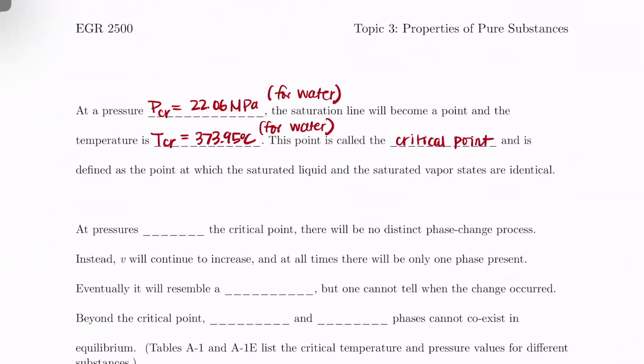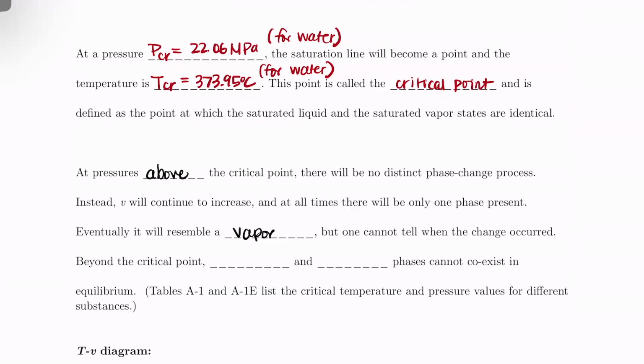At pressures that are above the critical point, there's no distinct phase change process. So instead what happens is our specific volume is going to continue to increase, and at all times there will only be one phase present. So it's either one or the other. There's none of this mixture business going on. Okay. Eventually, it will resemble a vapor, but one cannot tell when the change occurred. All right. Beyond the critical point, liquid and vapor phases cannot coexist in equilibrium.